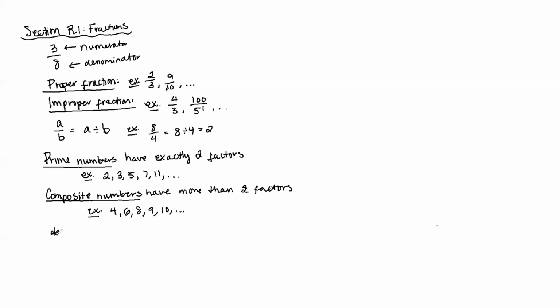And so one thing to note, if you notice how 1 didn't show up on either of these lists, that is because 1 is neither prime nor composite. The reason for that is because prime numbers have exactly 2 factors. 1 is only divisible by itself, and so it only has 1 factor, which means it can't be composite either because it doesn't have more than 2 factors. So let's go ahead and look at an example of prime factorization.